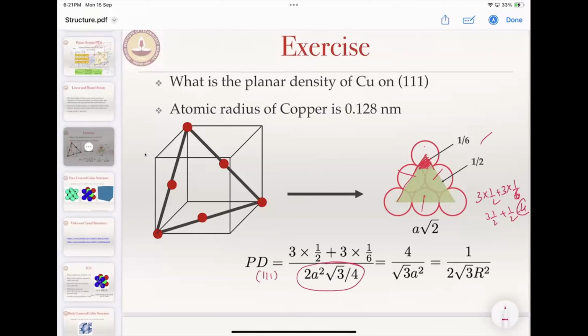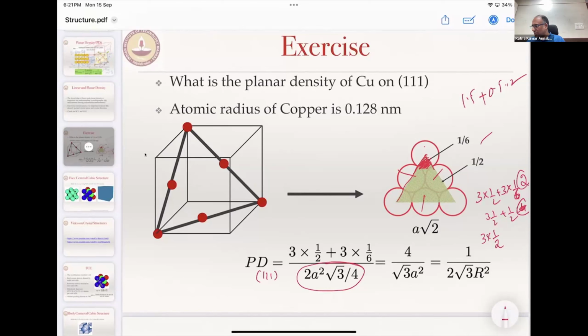So total atoms will be 3 into 1/2, which is 1.5, plus 3 into 1/6, which is 0.5. So 1.5 plus 0.5 is 2. Not 4, there should be 2 atoms. You are right. Effectively 2 atoms. That is correct.